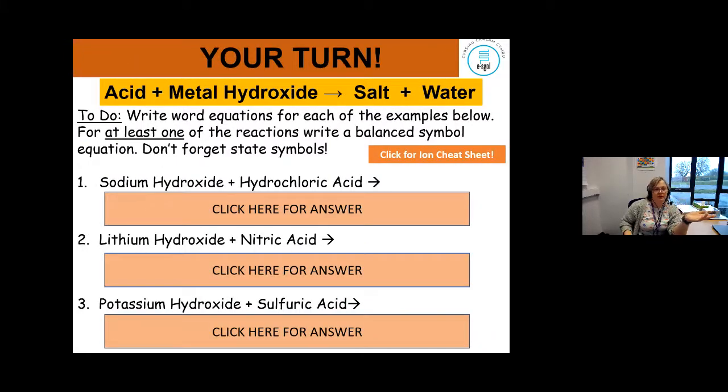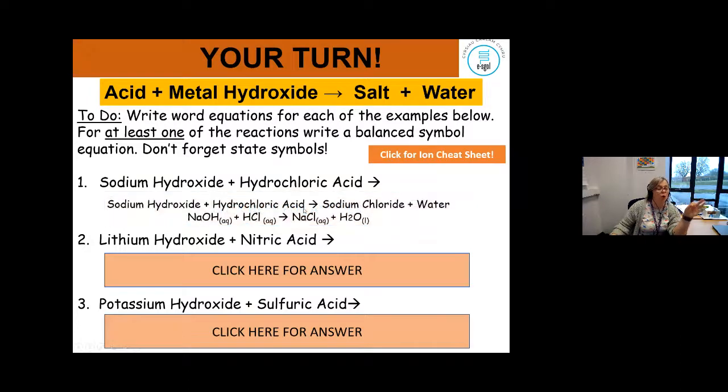Right, yet again, let's have a think. What could possibly be the products of these? So you've got sodium hydroxide and hydrochloric acid. That's the one I won't dwell on too much because that's the one I told you would happen. So it's sodium hydroxide and hydrochloric acid makes sodium chloride, which is the common salt you put in your chips, and water.